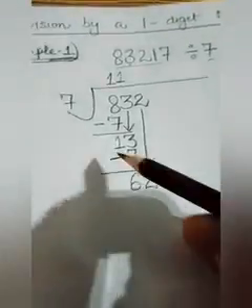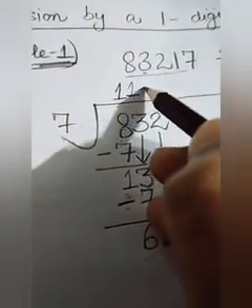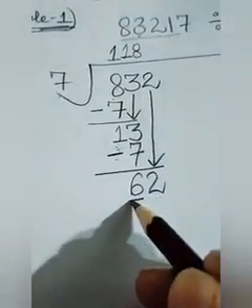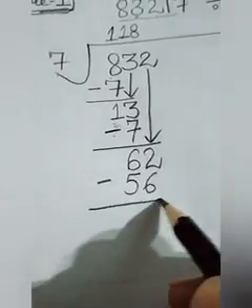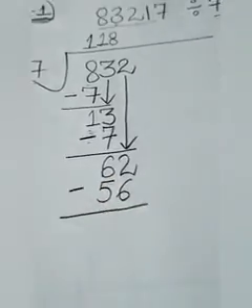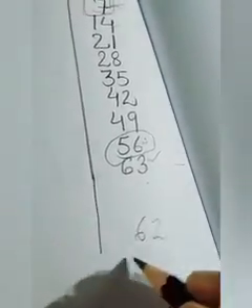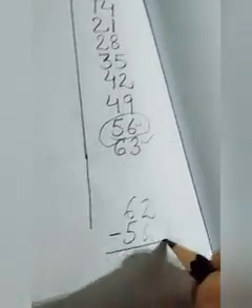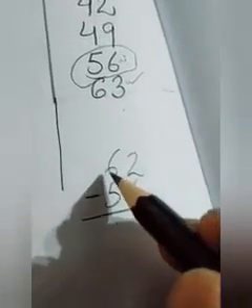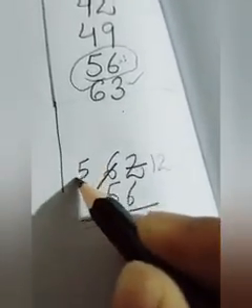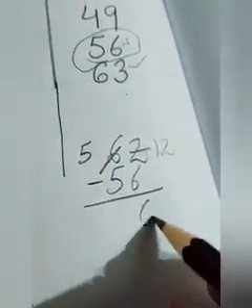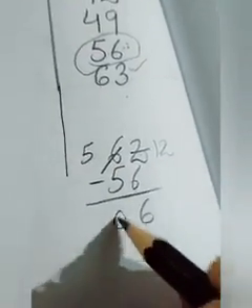So see how we will write here. 7 eights the 56. Now 62 minus 56. How will this subtraction be done? 2 minus 6 is not possible, so we will take one borrow from here and it will become 12 and here will be left 5. 12 minus 6, 6 is there, 5 minus 5, 0 will be there. So we got 0, 6.